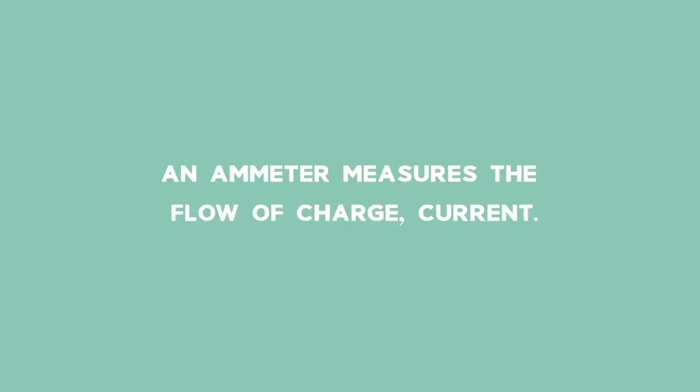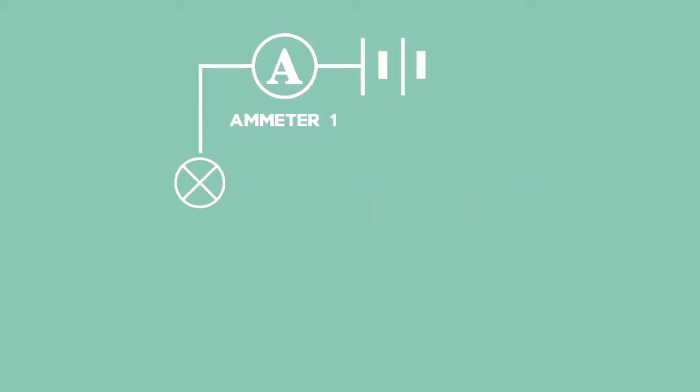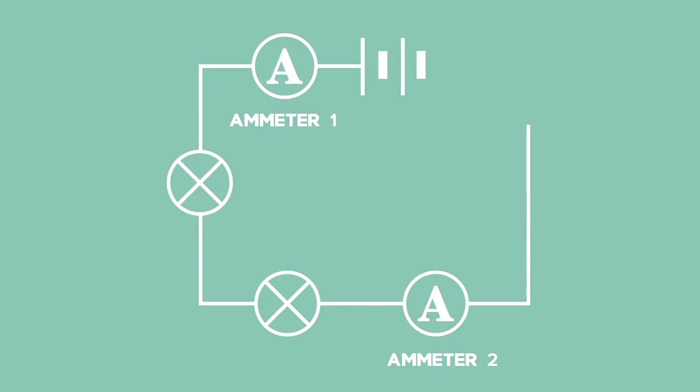An ammeter measures the flow of charge, the current. The ammeter is connected in series with the components of a circuit as it has very low resistance. Ammeters in series have equal readings, so ammeter 1 will equal ammeter 2.